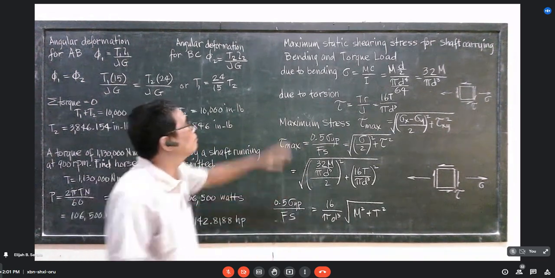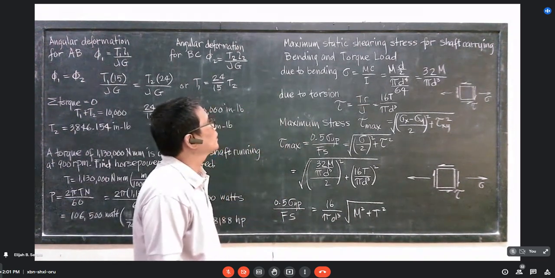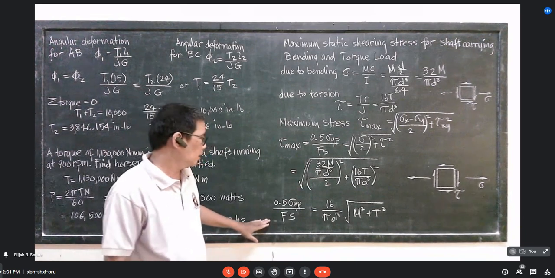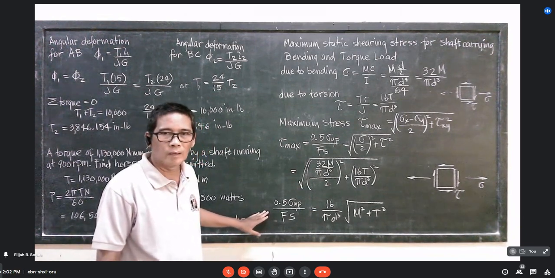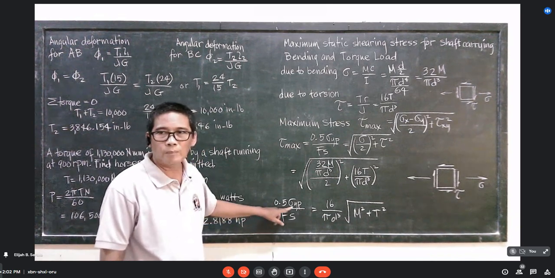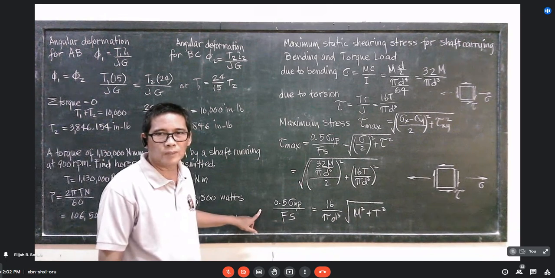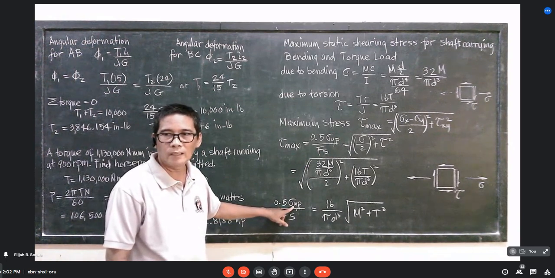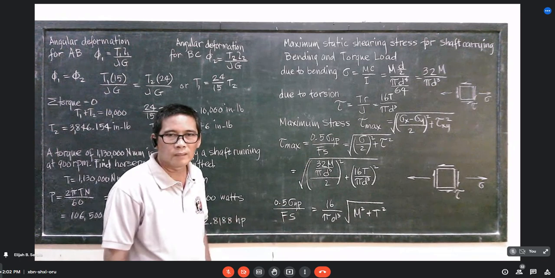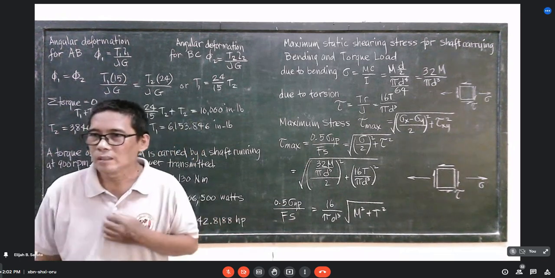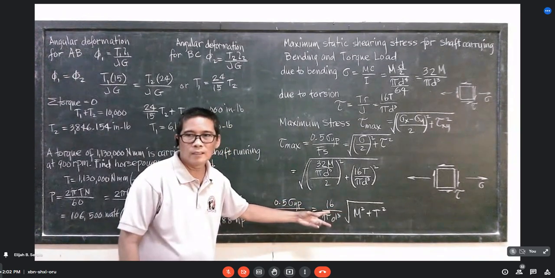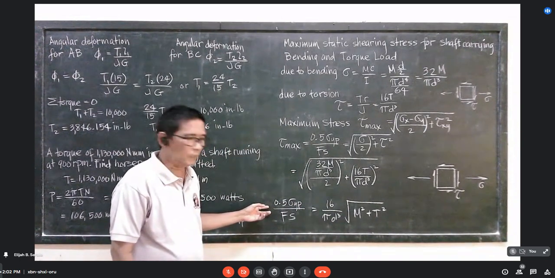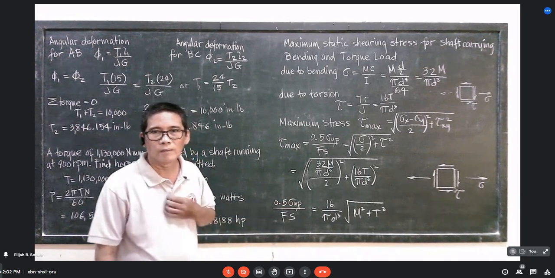So that is the maximum static shearing stress for a shaft carrying bending and twisting load. And it is equal to, remember, 0.5 the yield point over the factor of safety. Why 0.5? Because this yield point is not the yield point in shearing. Sigma y is the yield point in tension, but when we have this, this is in shear. So yield point in shear over factor of safety, and the yield point in shear is 0.5 the yield point in tension. We have already discussed that, no?